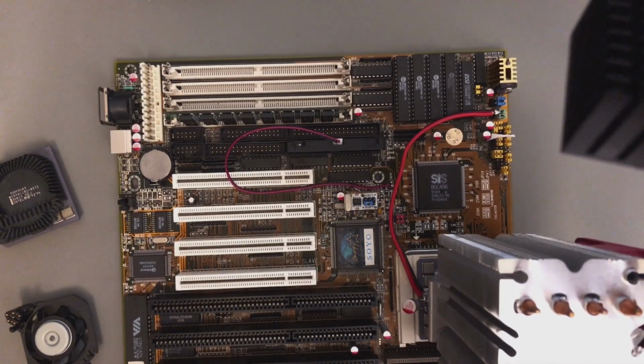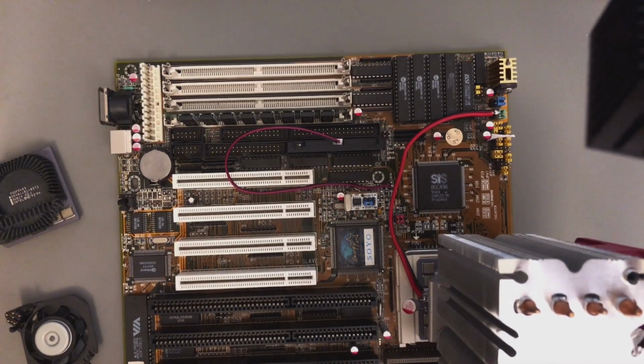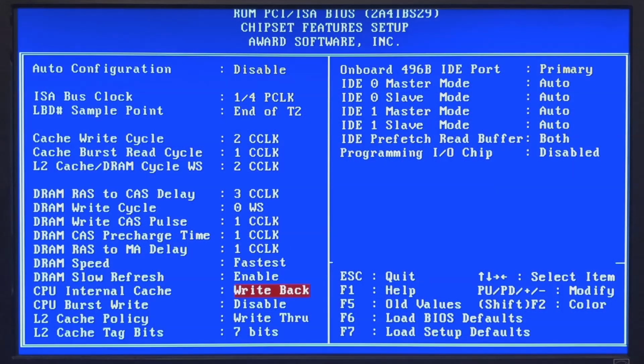Let's go directly and see a little bit of the BIOS and then the overclocking results. And here there are not a lot of differences. There is one additional setting, the CPU internal cache, that you can set to write back or write through. However, this is actually not working, so you know what the next thing I did was.